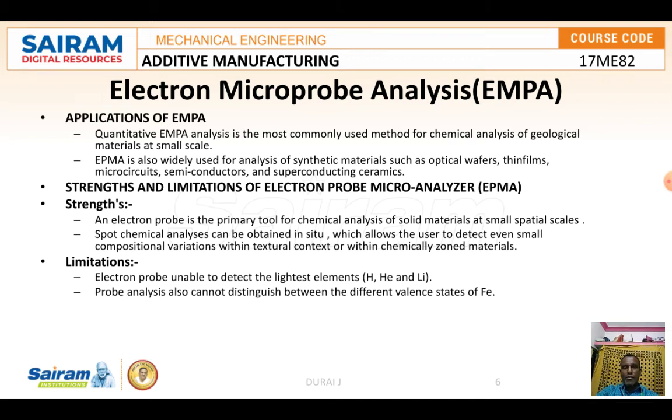Some elements generate X-rays with overlapping peak positions, and the probe analysis also cannot distinguish between the different valence states of iron. So these are all the limitations of EPMA.